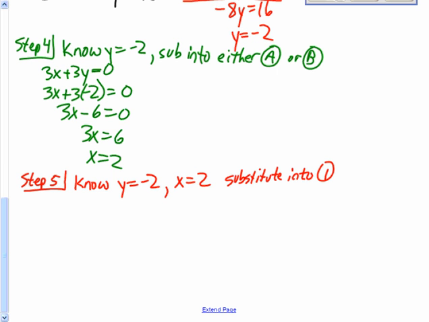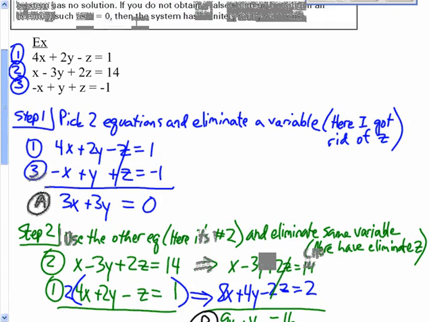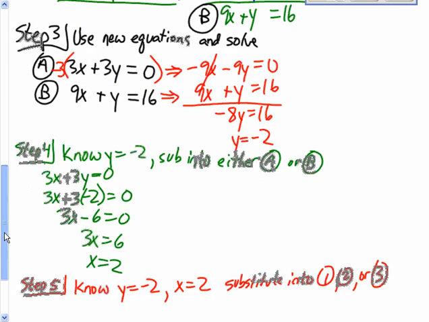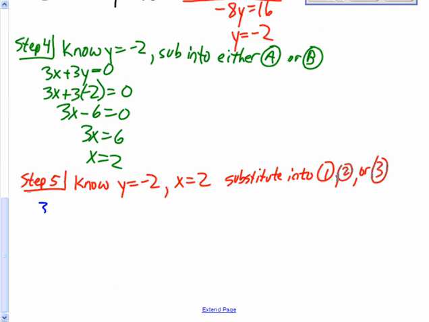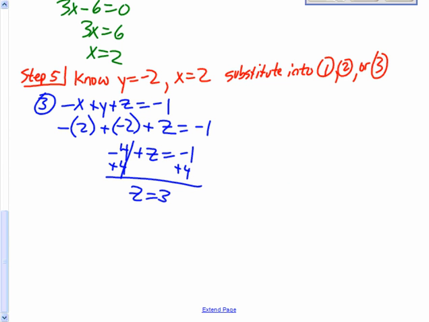Now I substitute into 1, 2, or 3, so one of the originals that I had. Let me go back up to the top. Let's pick one of these originals. How about negative x plus y plus z equals negative 1? The third one. And then we'll solve for z. So negative x plus y plus z is negative 1. So negative 2 plus a negative 2, negative 4 plus z equals negative 1. Add 4. z equals 3.